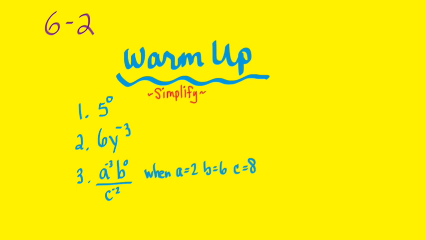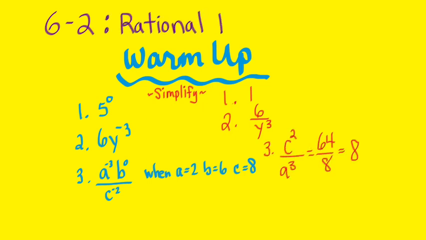Okay, on number 1, anything to the 0 power is 1, so the answer is 1. On number 2, Y needs to take the ticket. And number 3, A takes the ticket, B becomes 1, and C takes the ticket. Then I go ahead and evaluate that, where I have C squared, which is 8 squared, which is 64, and A is 2, and 2 to the 3rd power is 8. And 64 divided by 8, well, that's just 8.